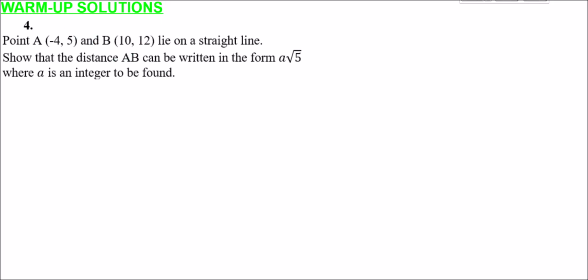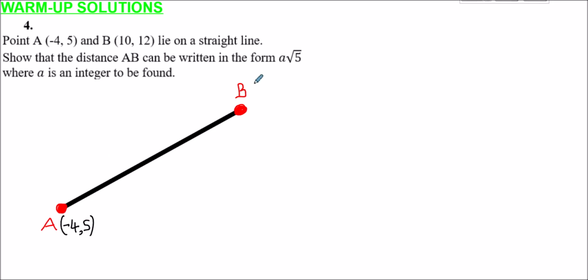So what I'm going to do here is just pop on a straight line like so. Then we can think about 2 points at either end. So let's call this point A, and this point at the other end, let's call that B. So what is A? Well, A is minus 4, 5, and B is 10, 12.